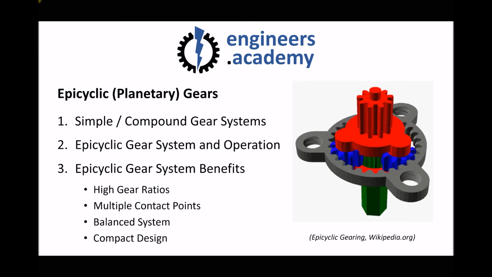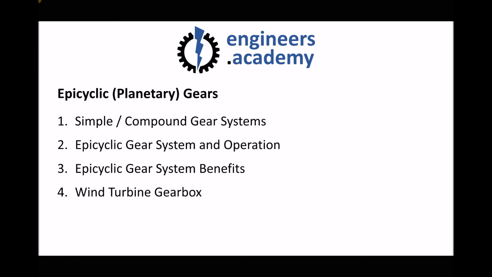Now, another benefit is this compact design. What we see here is a single stage planetary gearbox or a single stage epicyclic gearbox. But what we could do is have the output act as the input for another planetary stage. Or we could have the output connected to a compound gear system. So we can achieve very high gear ratios, but with a very compact design. So let's see how that works in a wind turbine's gearbox.